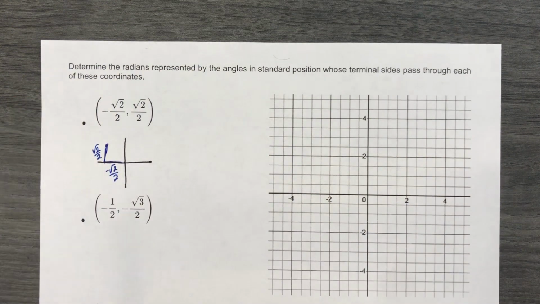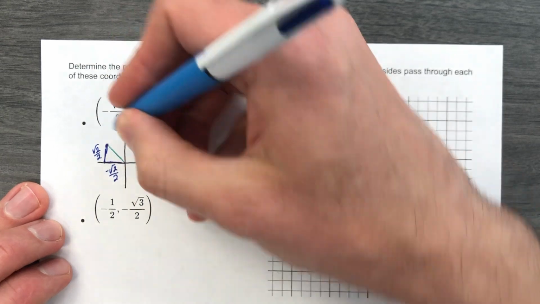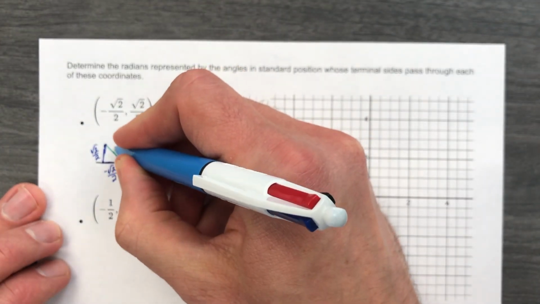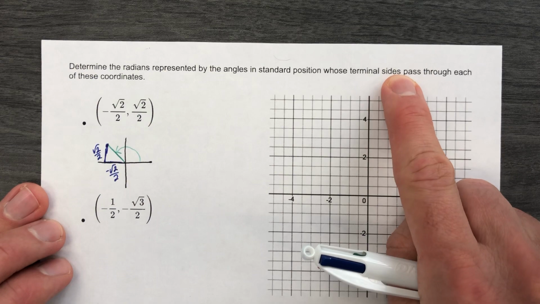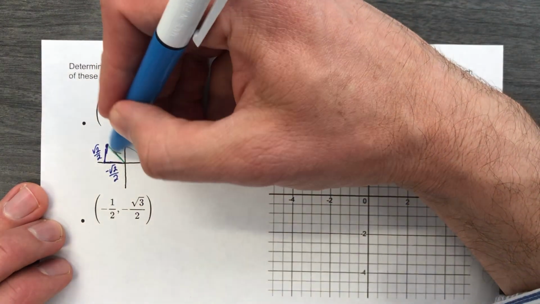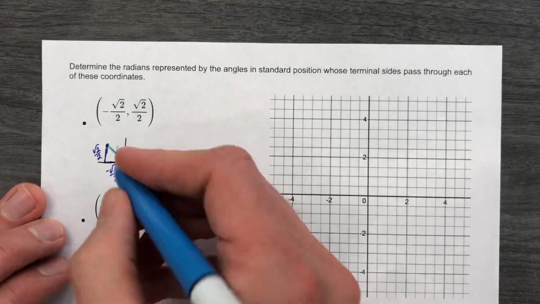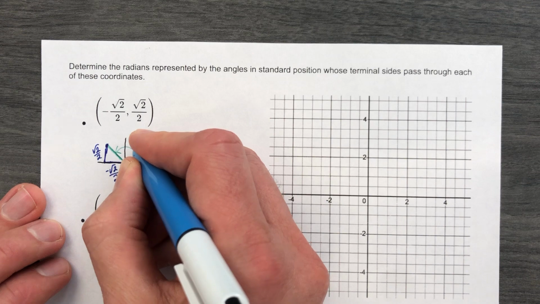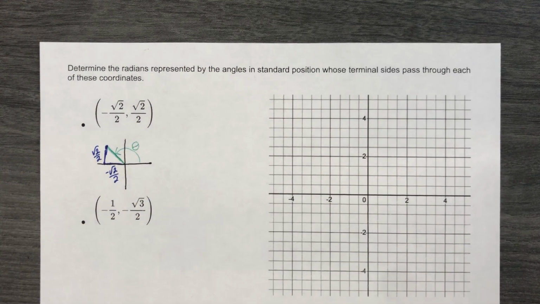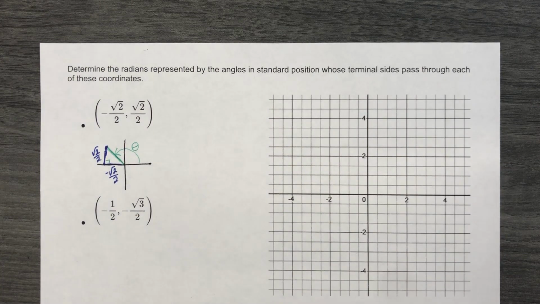What they're really asking, and I'm going to switch colors here, is what is this angle whose terminal side, the side of the angle right here, passes through that coordinate? So I need to know what this angle is. How are we going to find it? Let me tell you the answer first, because it's going to be fairly obvious if you look at your unit circle. We're going to put this one in radians and degrees.